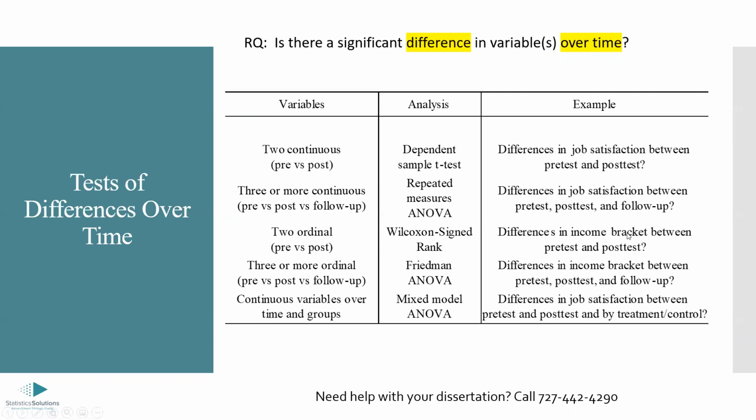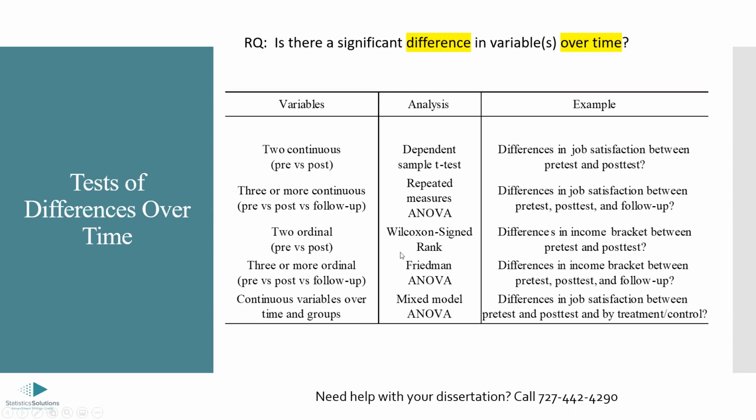So like income bracket, if you measure income bracket at pre-test, you administer an intervention, and maybe years in the future, you see what income bracket the participants are in. That would be a time to use a Wilcoxon signed rank test.